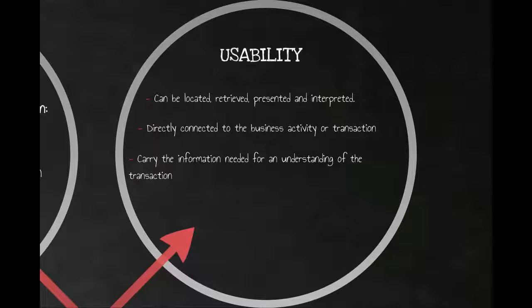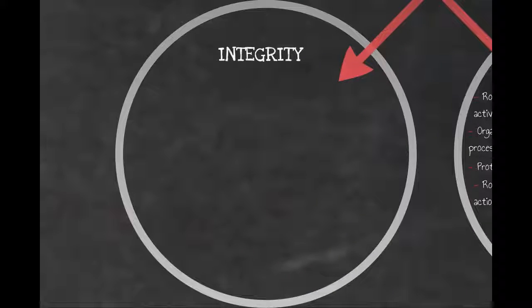The contextual linkage of a record should carry the information needed for an understanding of the transaction that created it and used it. It should also be possible to identify a record within the context of broader business activities and functions. The links between records that document a sequence of activities should be maintained. The integrity of a record refers to its being complete and unaltered.